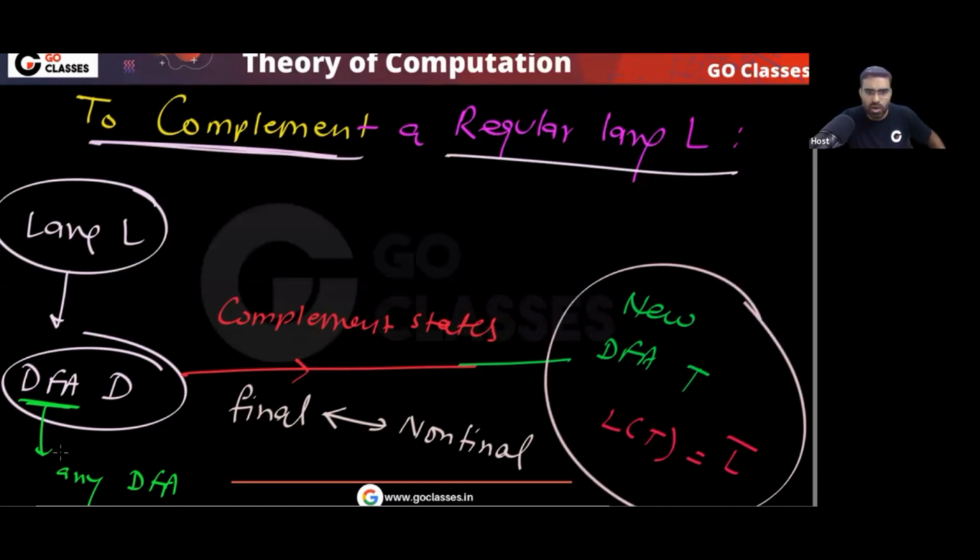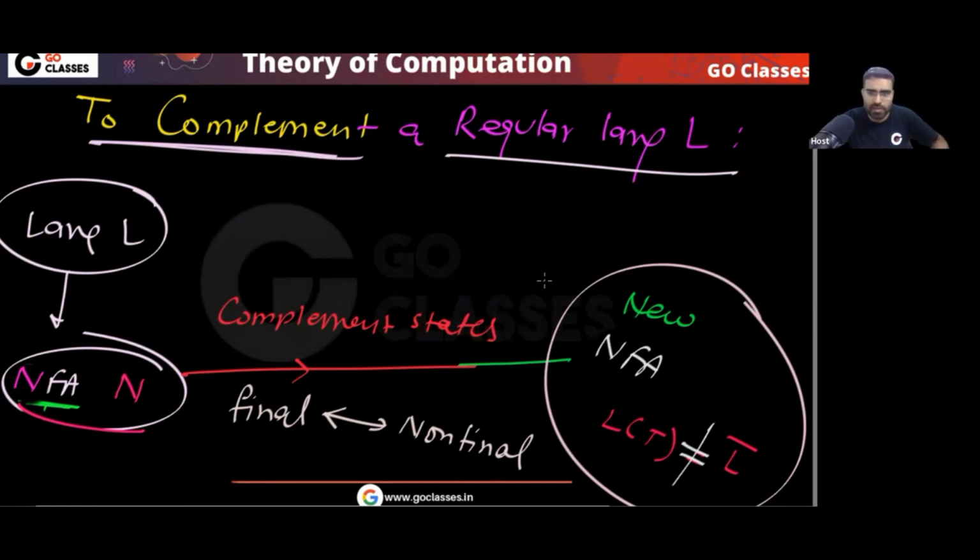Let me know. So now you can notice one more thing. Let's assume you create an NFA N. In this NFA, if I complement the states, you will get a new NFA. Let me tell you, the language of this new NFA may or may not be the same as L complement. Is this point clear? Let me know.